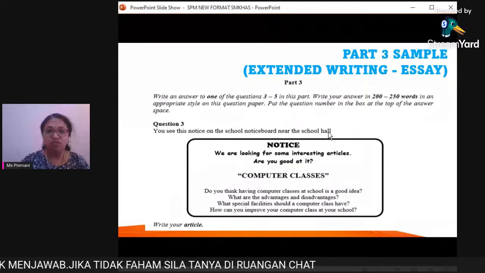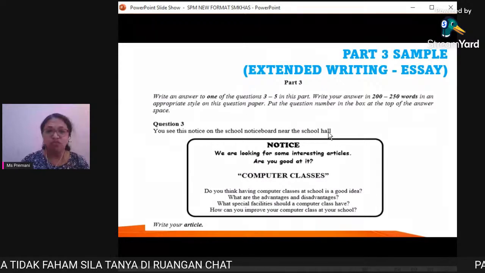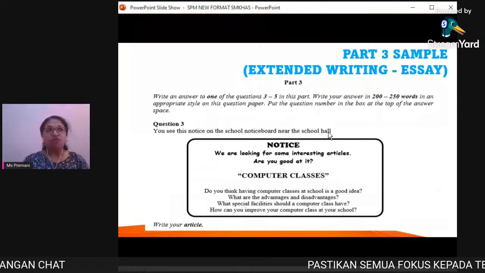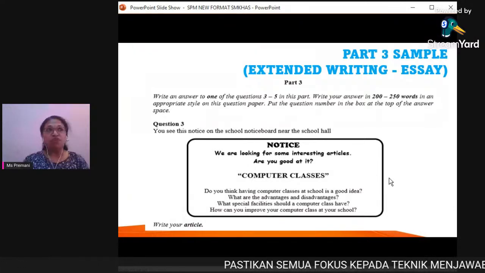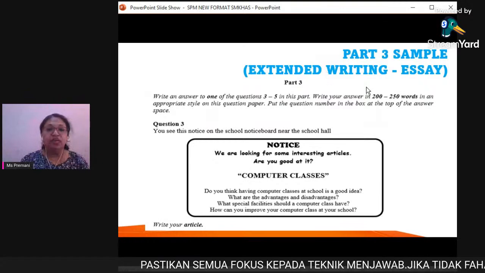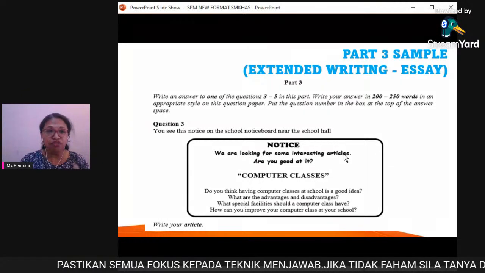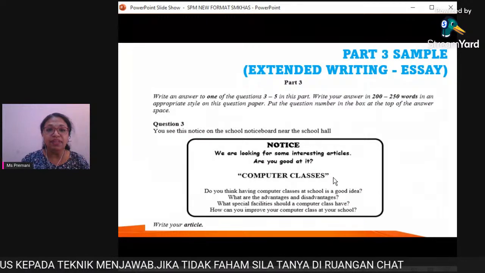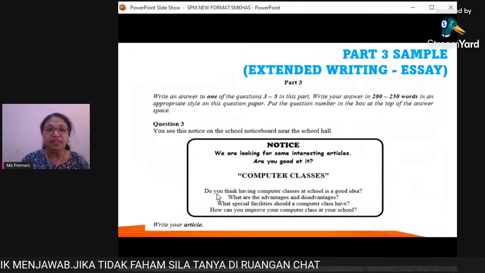Okay, you see this notice on the school notice board near the school hall. It means the notice is only for the students. How can they put a notice for old people at school? No, right? So your audience are students. So the article should refer to the students. You are looking for some interesting articles. So the article on computer classes.